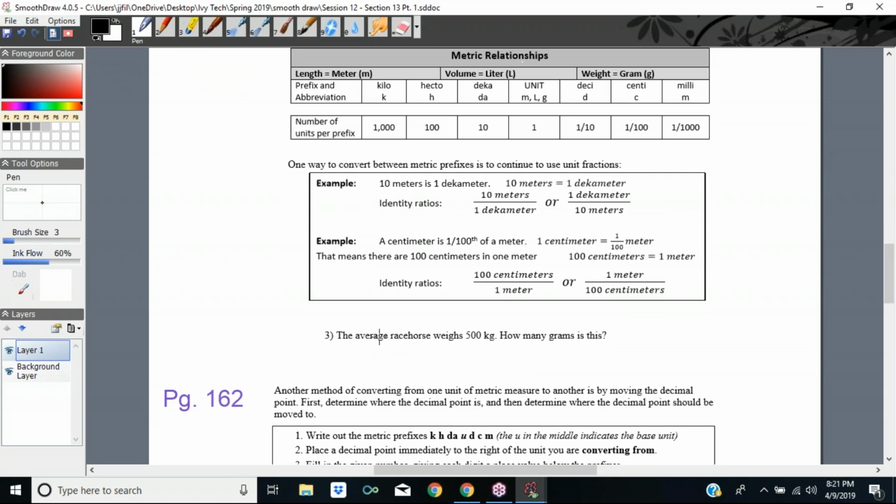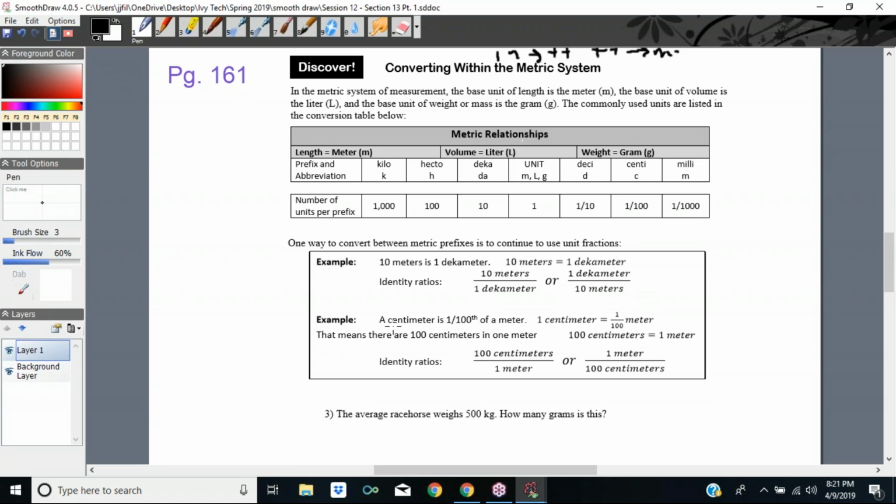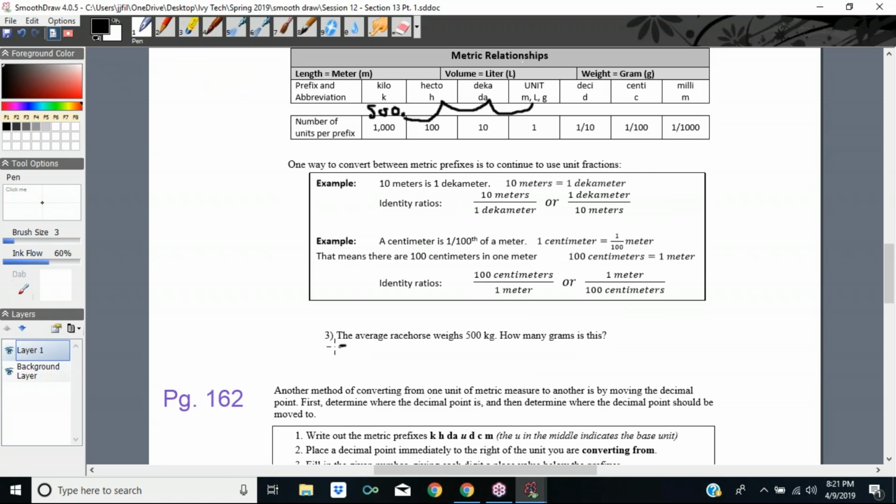So let's look at number 3 here. It says the average racehorse weighs 500 kilograms. How many grams is this? And so the way I would do this is I'd say, okay, I'm going to start with 500 of these kilograms. My decimal is at the end of my number if it's not in the number. And I need to get to grams. So I'm going to move the decimal 1, 2, 3 places to get grams.